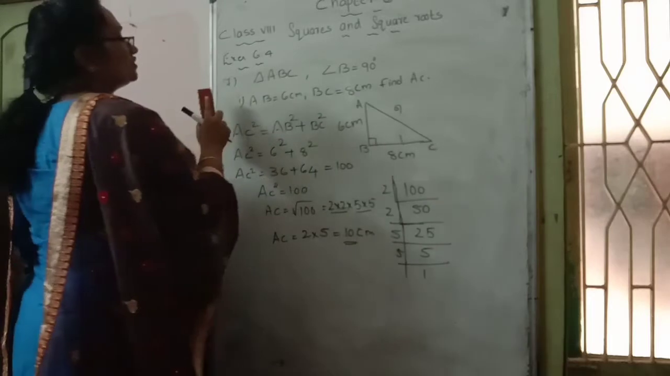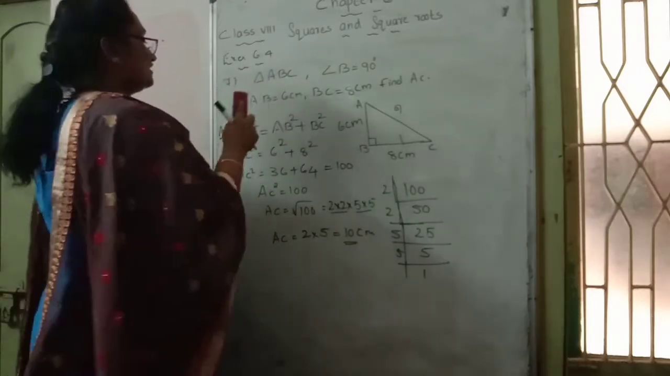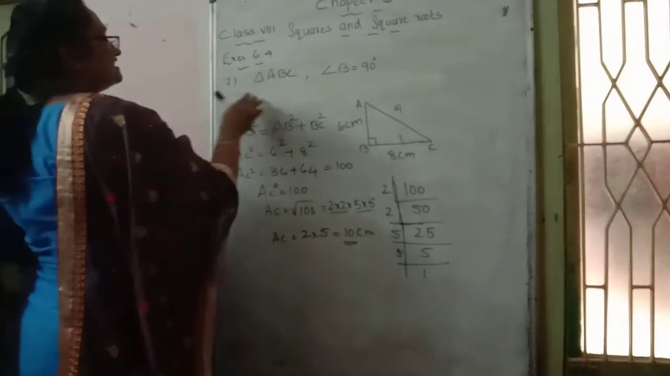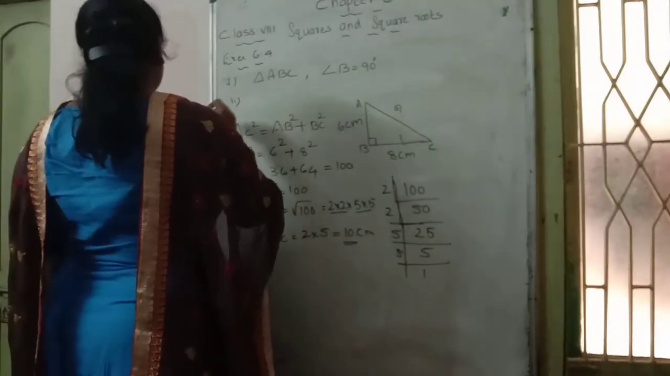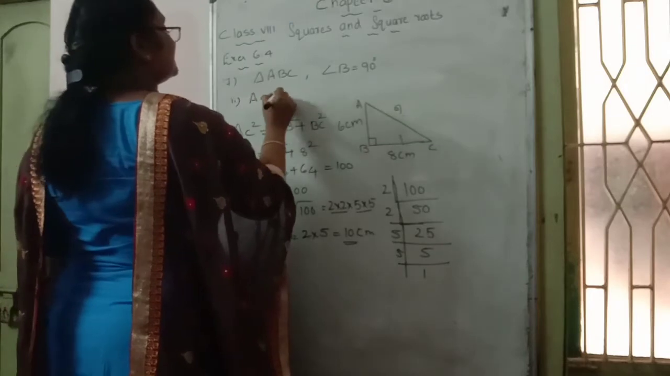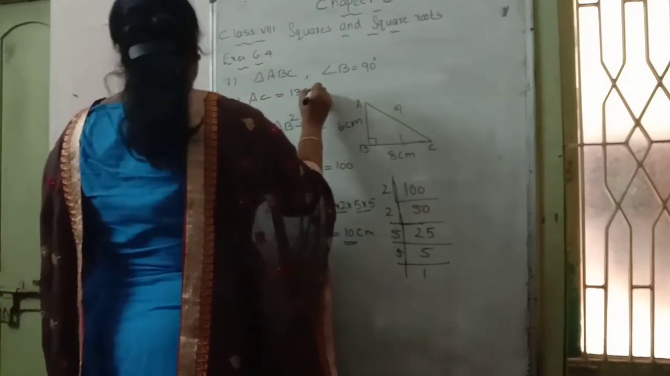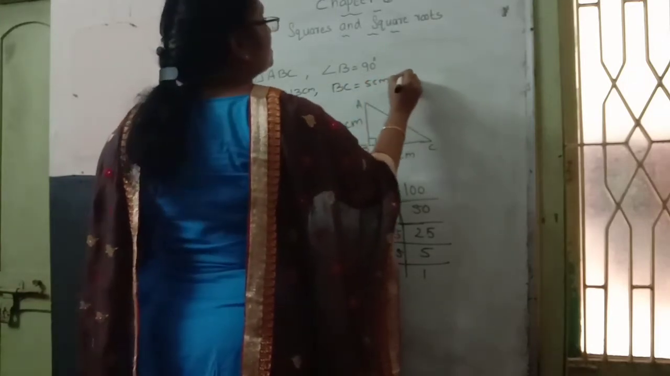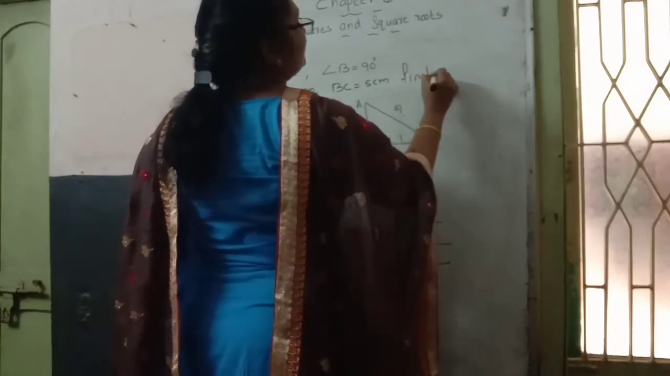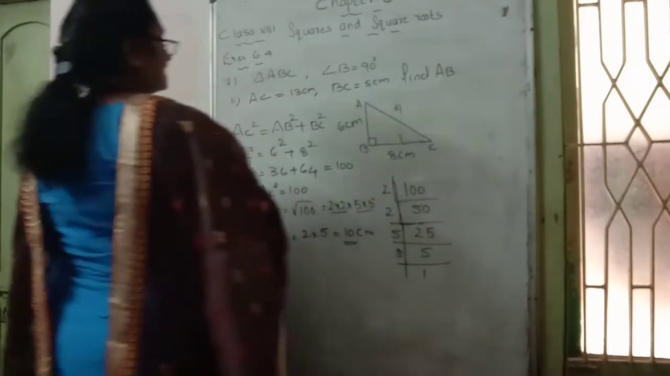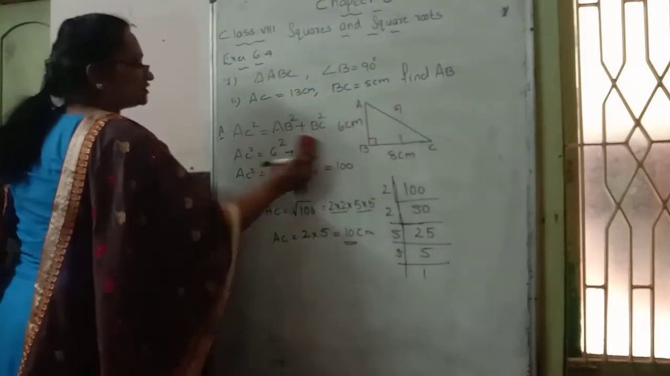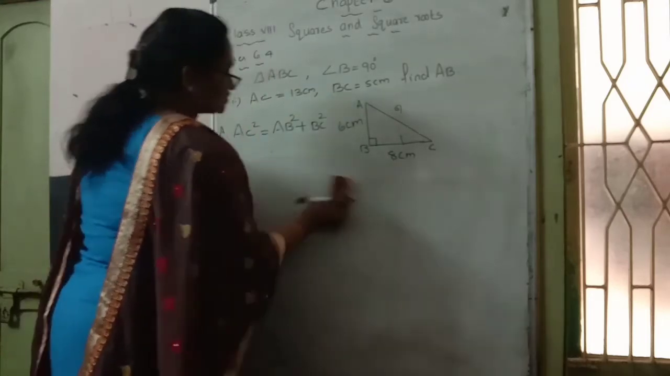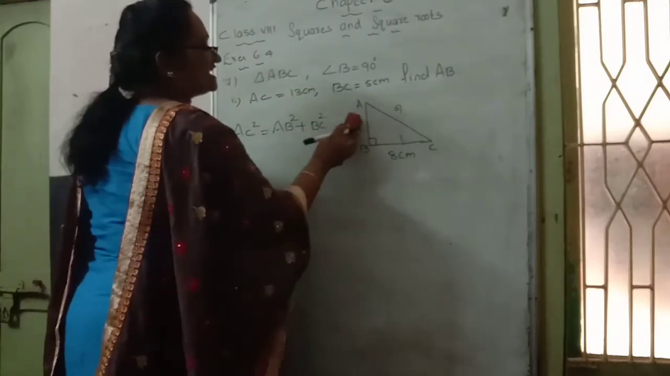Then next we go through the same order. The second question, only the question is changing. Here also there is a right angle triangle. The values given are AC side 13 centimeters and BC side 5 centimeters. Find the AB side. How to find it? The process and the right angle triangle are the same, only the values are changed.